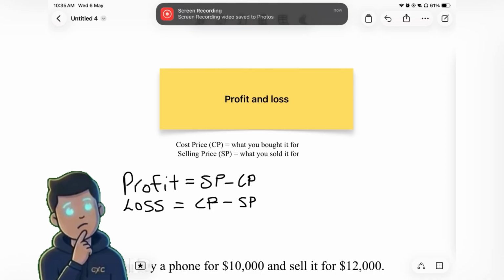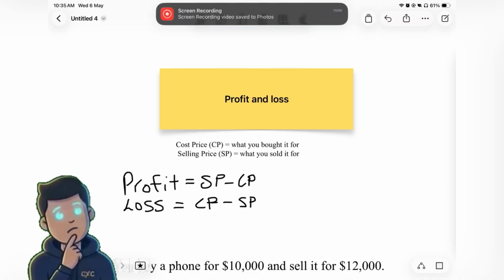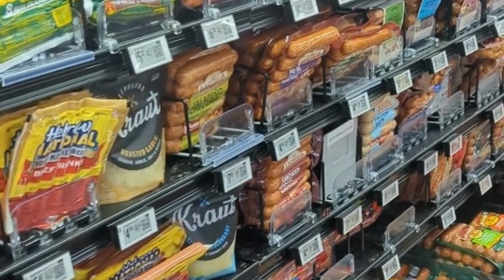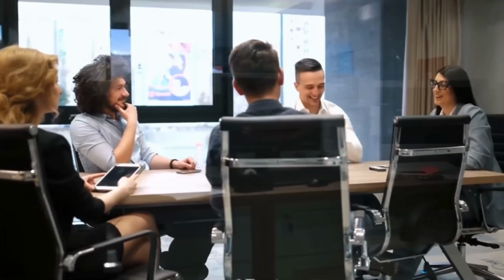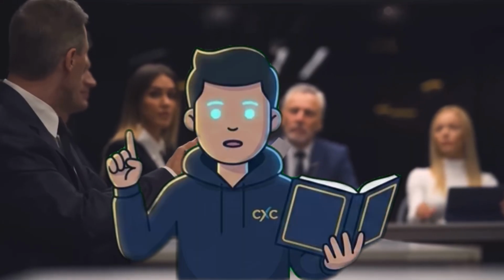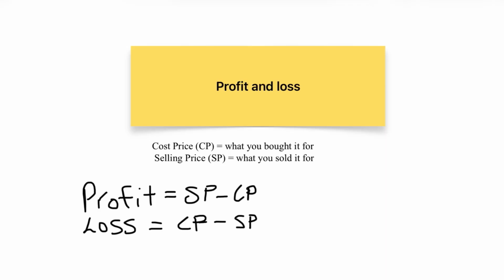So when you hear consumer arithmetic, think of it as basically math you use in real life. Buying clothes on sale, taking a loan, paying tax, running a business. So instead of memorizing formulas, think of it as money math. Okay, now it's time for the big bang question. Profit and loss. What is that?